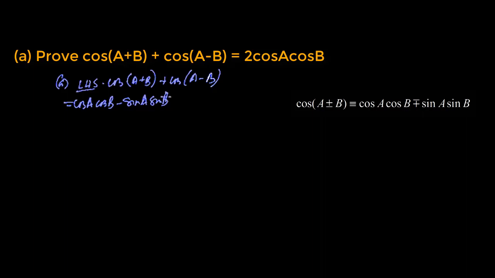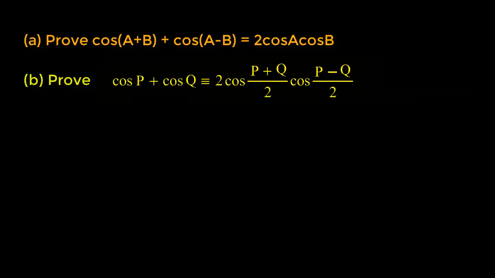So this is going to be one thing, plus, and cos(A−B) is going to be cos A cos B. Since there is a minus we have to give a plus, plus sin A sin B. So if we add it up, the minus sin A sin B and plus sin A sin B cancel, and it is going to be 2 cos A cos B. So therefore the left hand side has been proved to be equal to the right hand side.